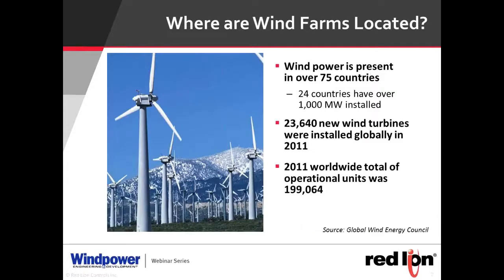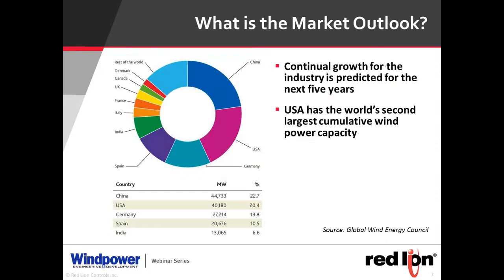The first thing I would like to talk about is market trends and conditions. It's amazing how wind power has taken off. It's now present in over 75 countries. 24 of those countries have over 1,000 megawatts of capacity that's been installed. In 2011 alone, over 23,000 new wind turbines were deployed globally, bringing the worldwide total to over 199,000 wind turbines.